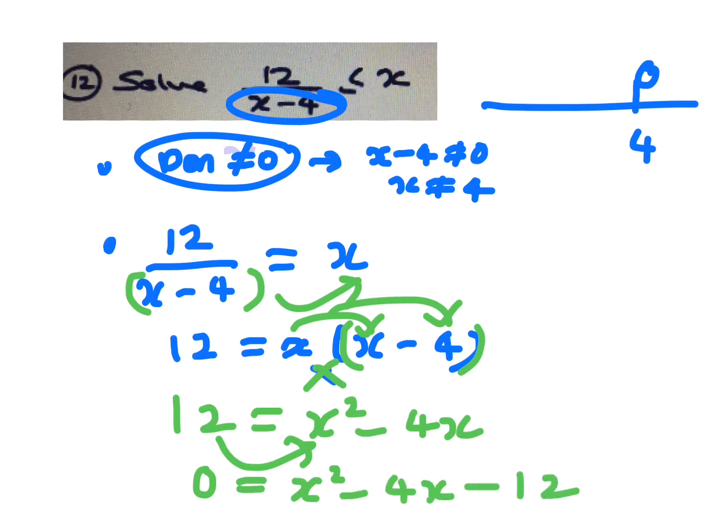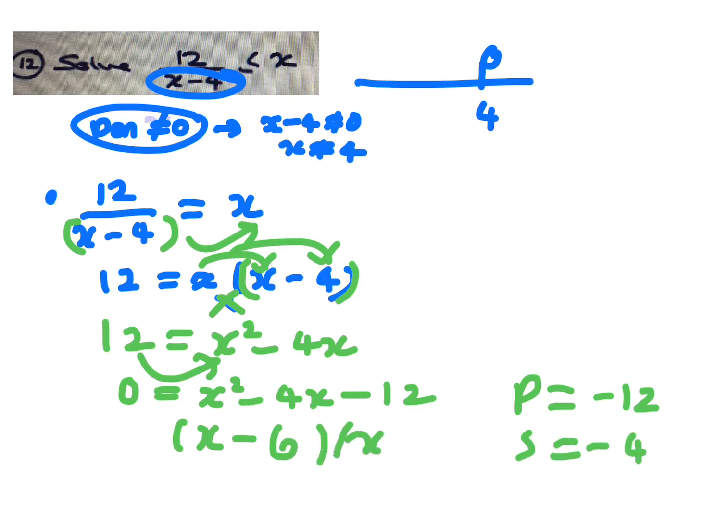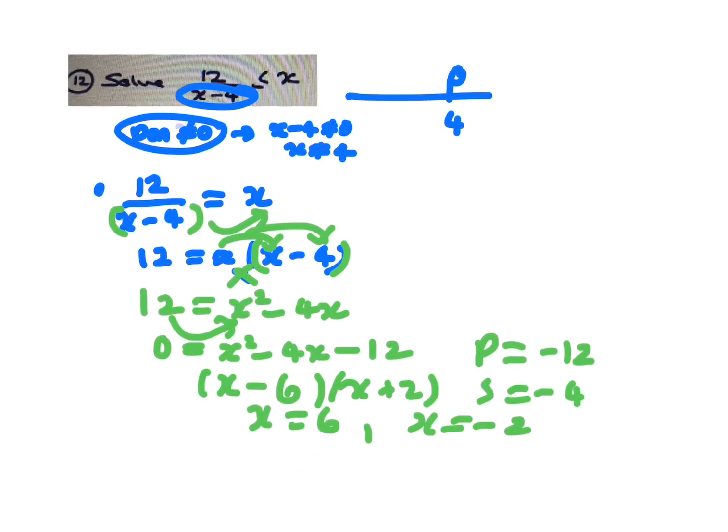And then to solve that, we now have to factorize it. So product equals minus 12, sum equals minus 4. So it's x minus 6, x plus 2. So x equals 6 and x equals minus 2. So we have two other really important points that will go on our number line at 6 and minus 2.